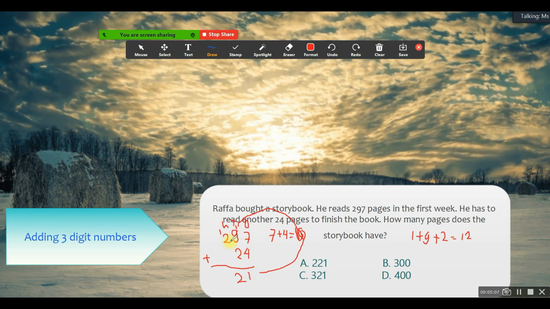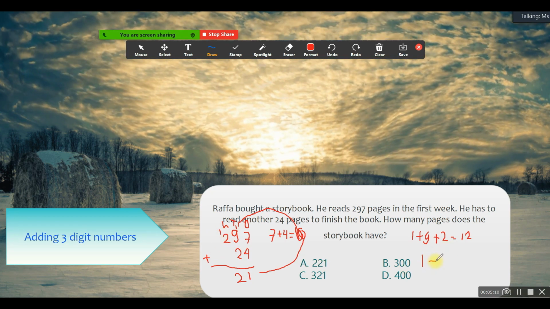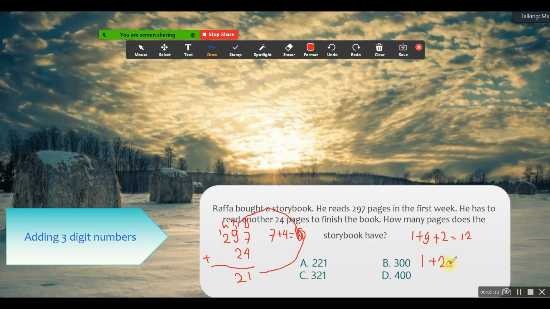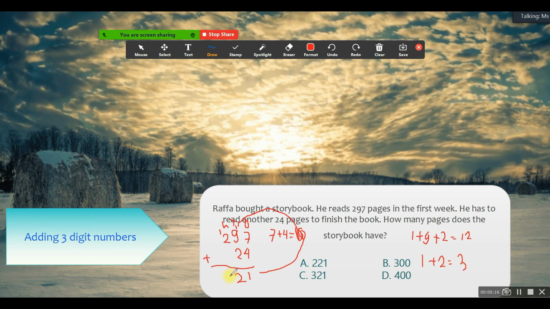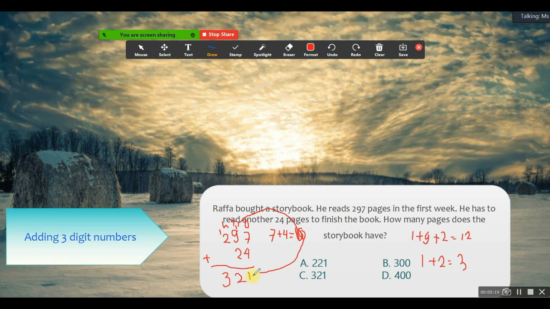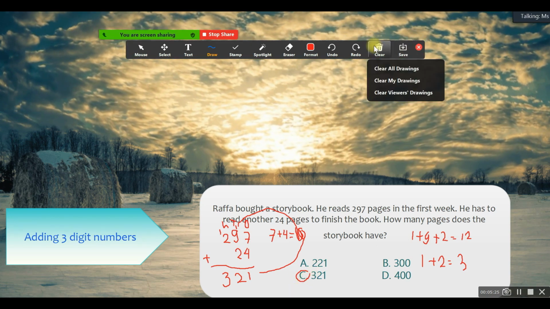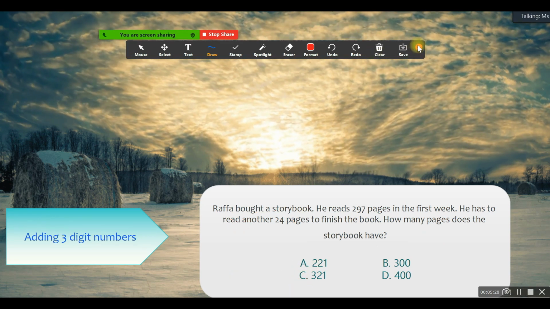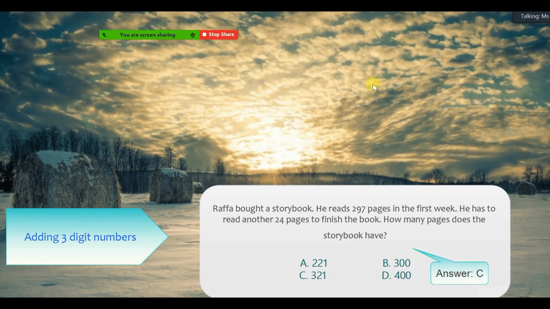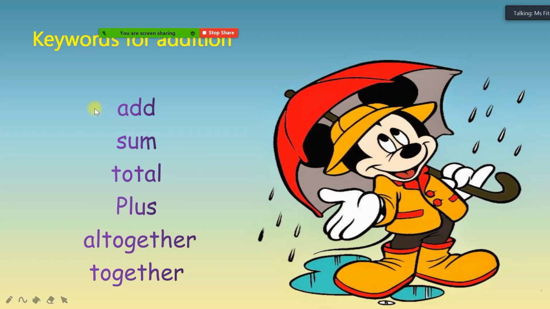And then we add the hundreds. 1 plus 2 becomes 3. We write 3 here. So the answer is 321. C. So the answer is C. The keywords for addition are add, sum, total, plus, altogether, and together. These are the keywords for addition, especially for word problems.